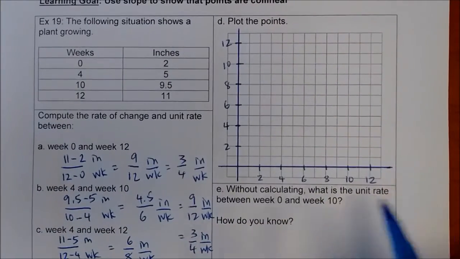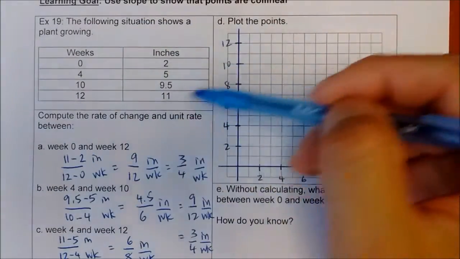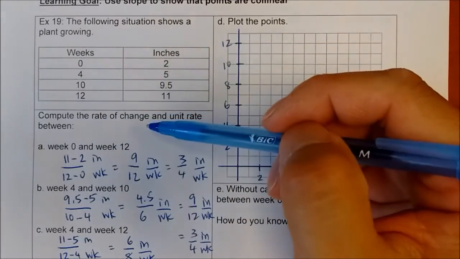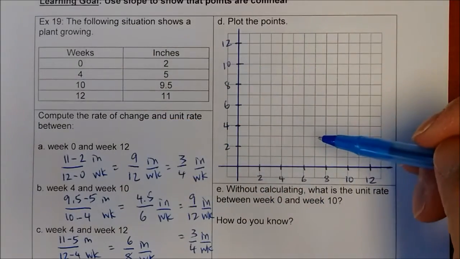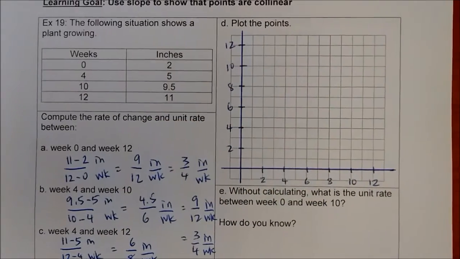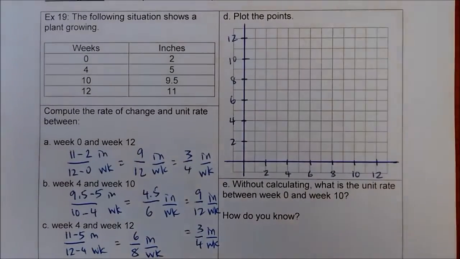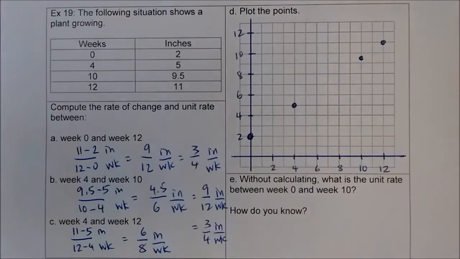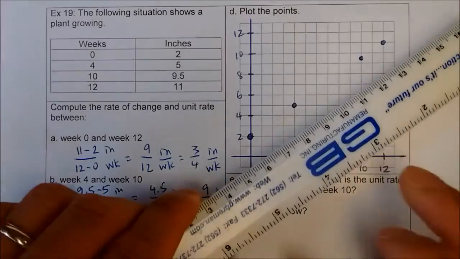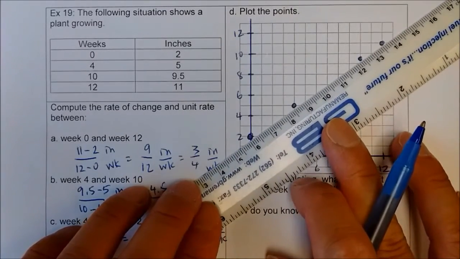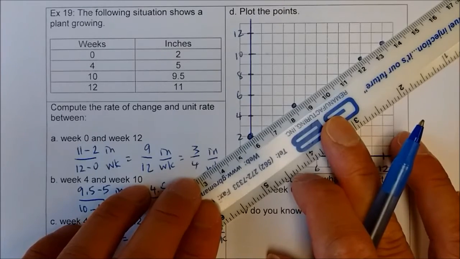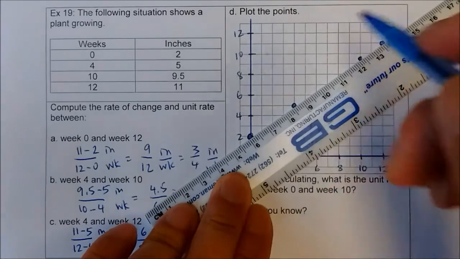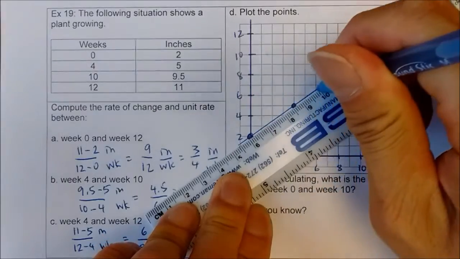Now, I want you to take the points that were in the table of values and plot them on this graph. And in a couple minutes, I'll come back and show you what I got. So here's what I came up with. Here are the points plotted. One main thing I want you to notice is that if I put a ruler here and connect the dots, they all fall on the same line.